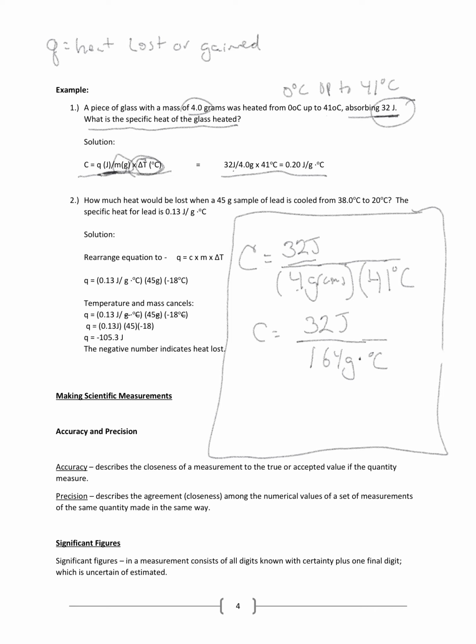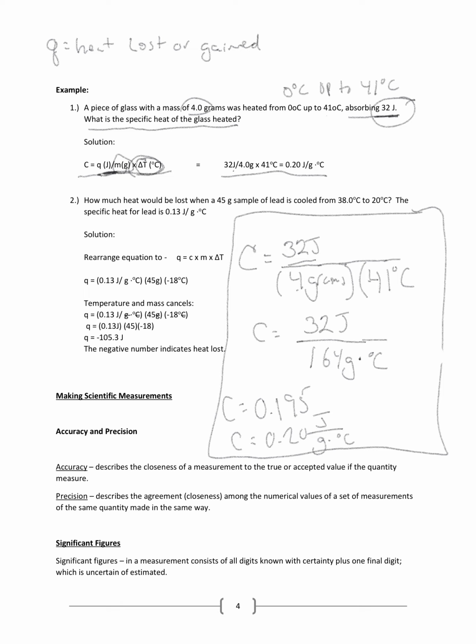So 32 divided by 164, and it comes out to 0.195. So C equals 0.195. And we have 2 significant digits, so I'm going to go to 2 significant digits. So I'm going to round this up to 0.20. Now our units, none of our units canceled out. So it's going to be joules per gram degrees Celsius.